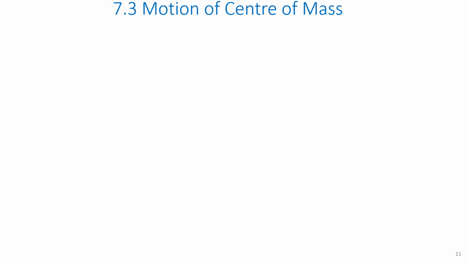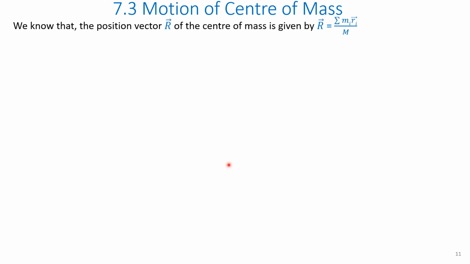Next, we will study the motion of the center of mass. We know that the position vector r of the center of mass is given by vector r equals summation mi ri divided by M, where ri is a vector. Therefore, we can rewrite M into r, that is, M r equals sigma mi ri, which on expanding is m1 r1 plus m2 r2 plus and so on up to mn rn. Let it be equation number 7.